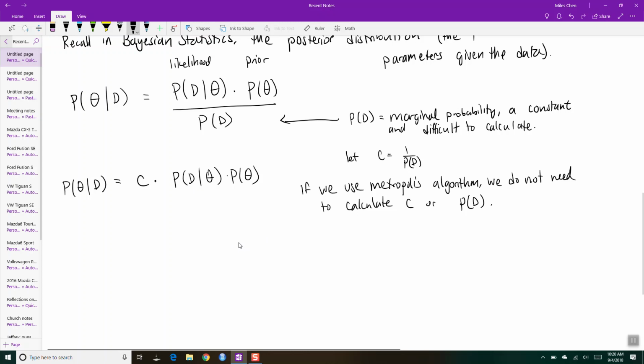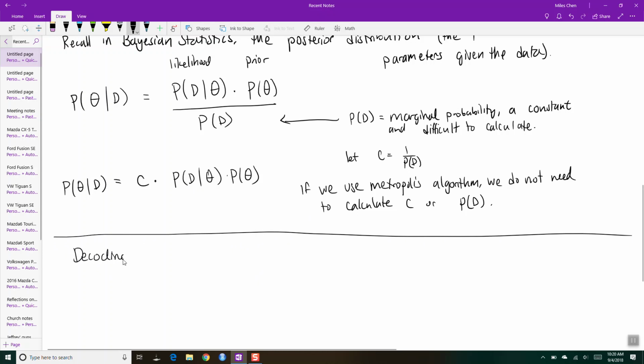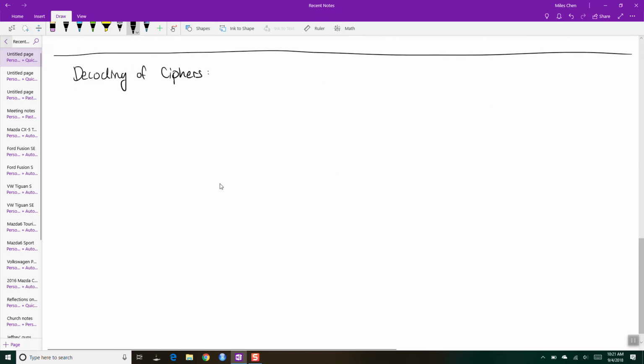Okay, and so credit where credit's due. I've posted some articles on CCLE, by Persi Diaconis and some other authors, about using MCMC for the decoding of ciphers. Decoding of ciphers.